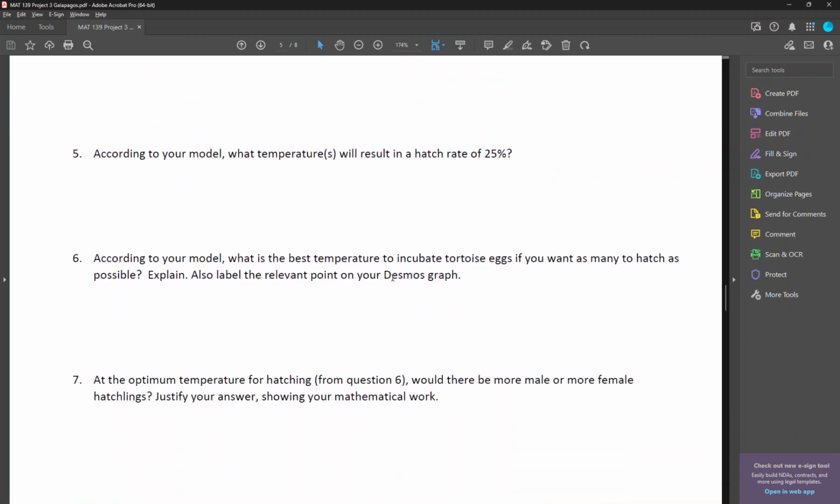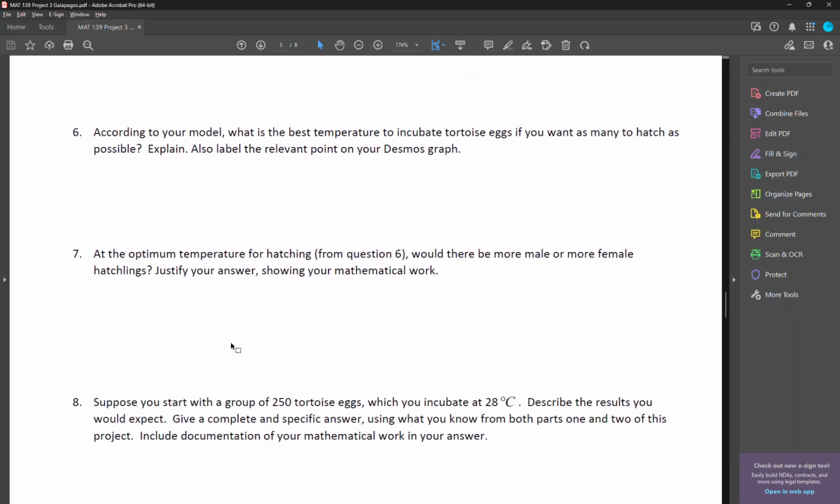According to your model, what is the best temperature to incubate tortoise eggs? You want as many to hatch as possible. So think about how you would look at your graph and find out what the optimal temperature is. Label that point that you're going to use on your Desmos graph once you've found it by graphing it as an ordered pair and checking the label box. And then you'll write about it here as well.